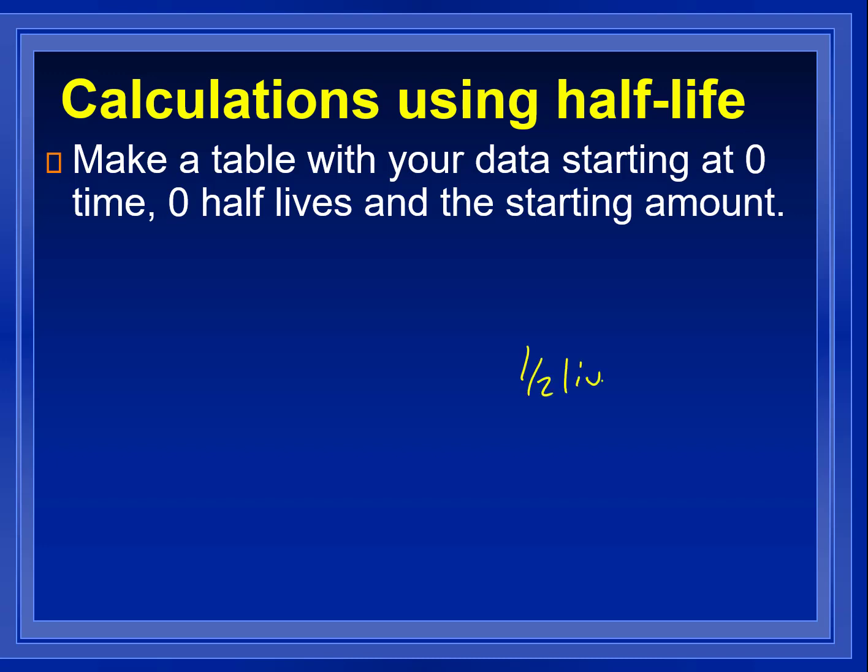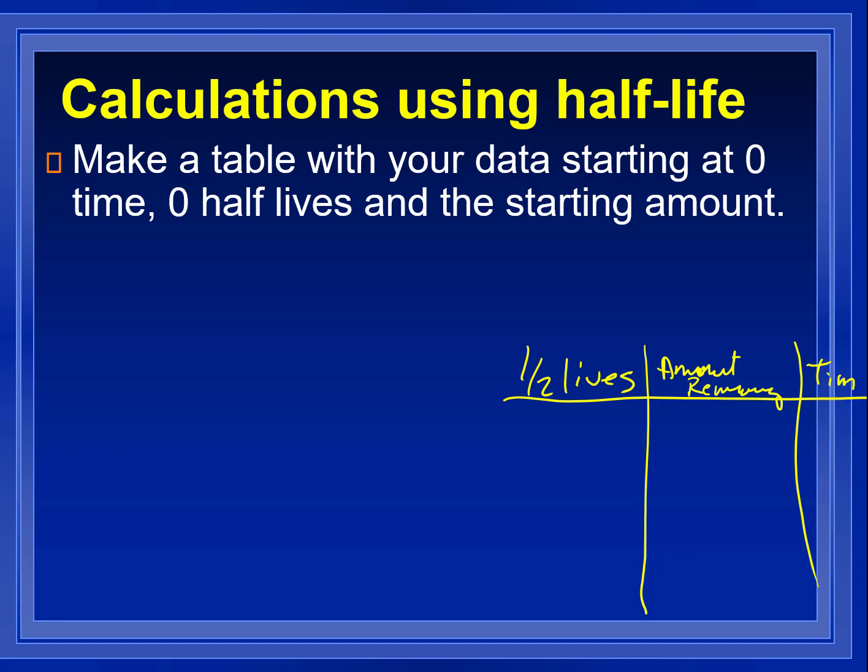The number of half-lives, the amount remaining, and time. That's what you're going to want in your table. Number of half-lives, the amount remaining, and how much time has gone by. And the first thing people put in the table is where they make the mistake most often.